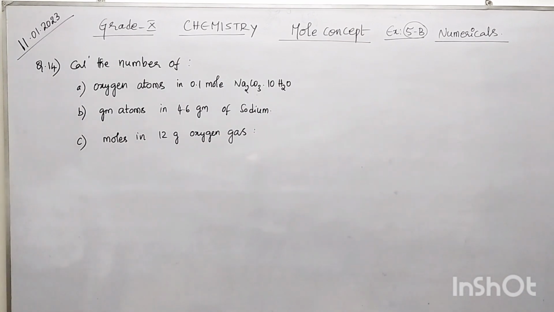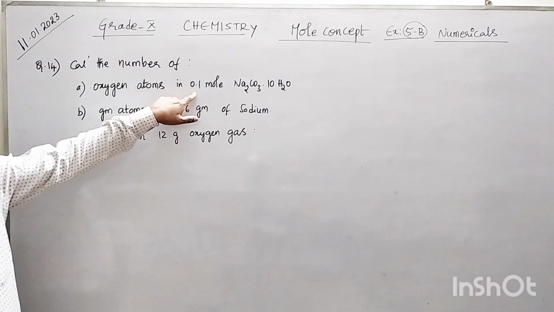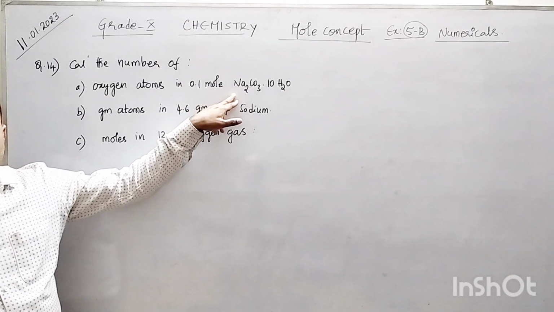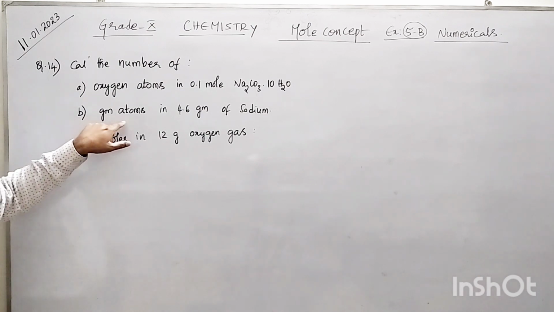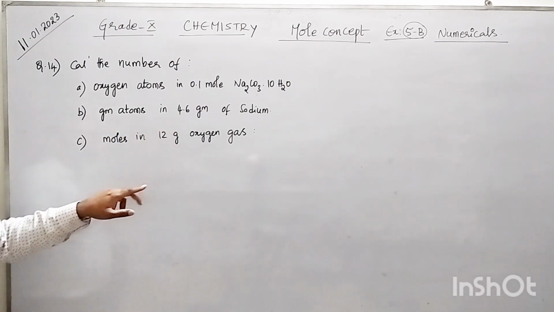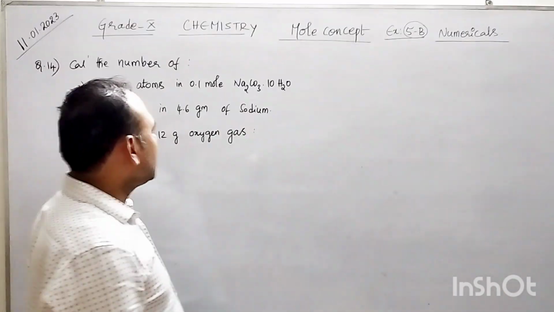Now let us solve question number 14 here. They have given: calculate the number of oxygen atoms in 0.1 mole of sodium carbonate decahydrate. Next, they are asking you to find the gram atoms in 4.6 grams of sodium. Next, how many moles are there in 12 grams of oxygen gas. One by one let us see.